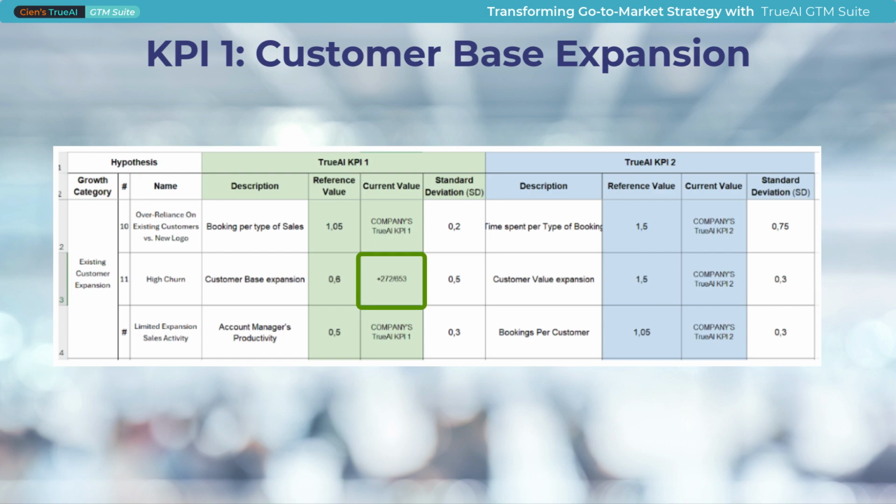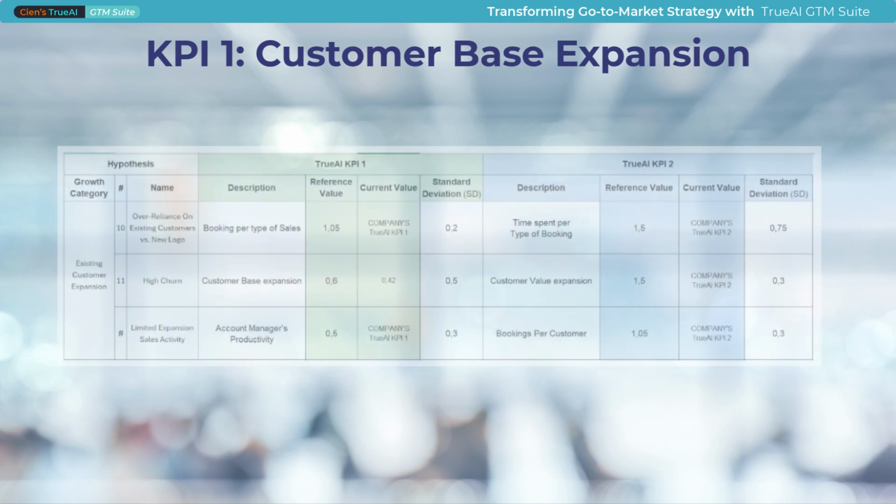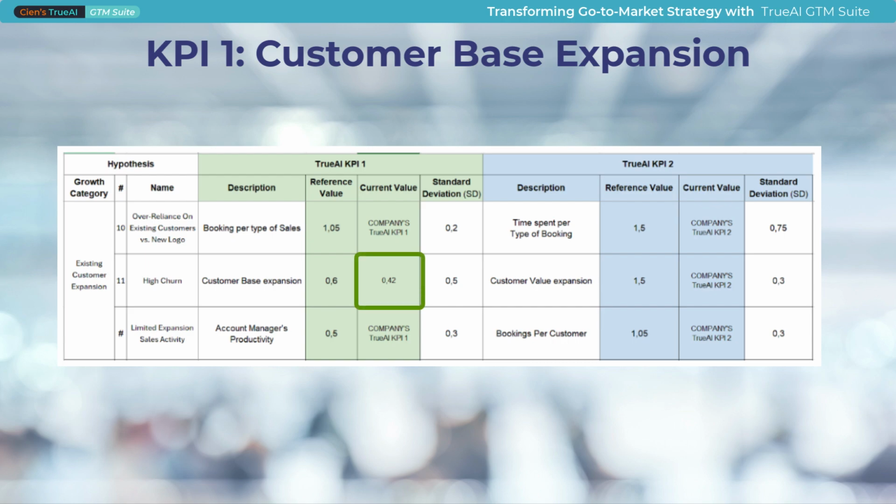The ratio is new accounts divided by churned accounts, which is 272 divided by 653. The result is 0.42, which is below the reference values. In this case, the lower the value, the greater the problem. Therefore, a potential high churn problem has been identified.